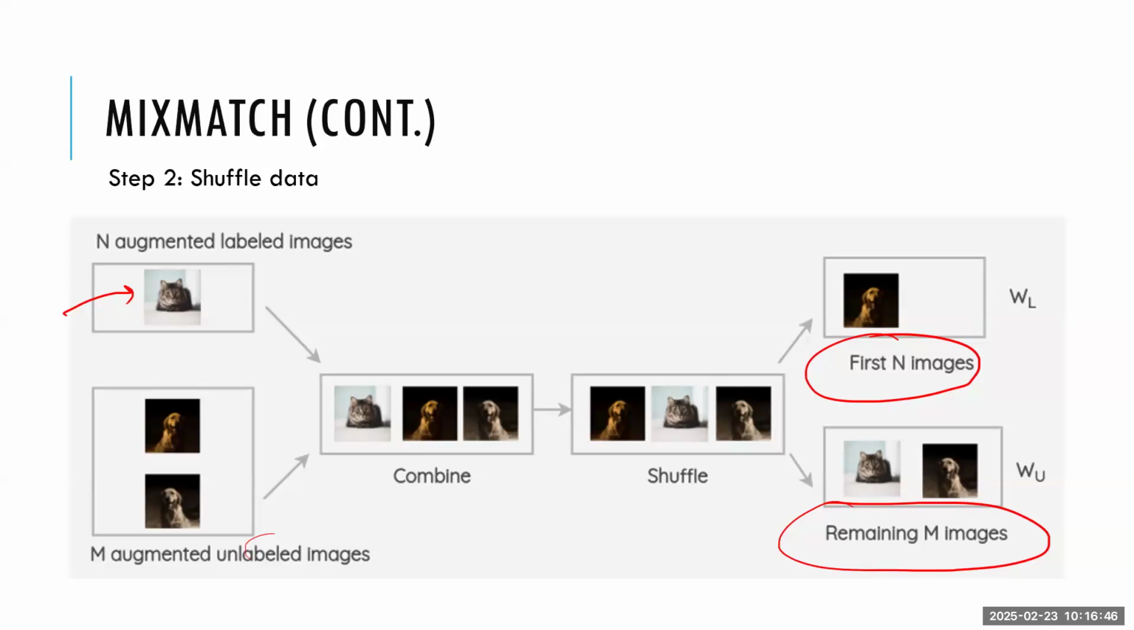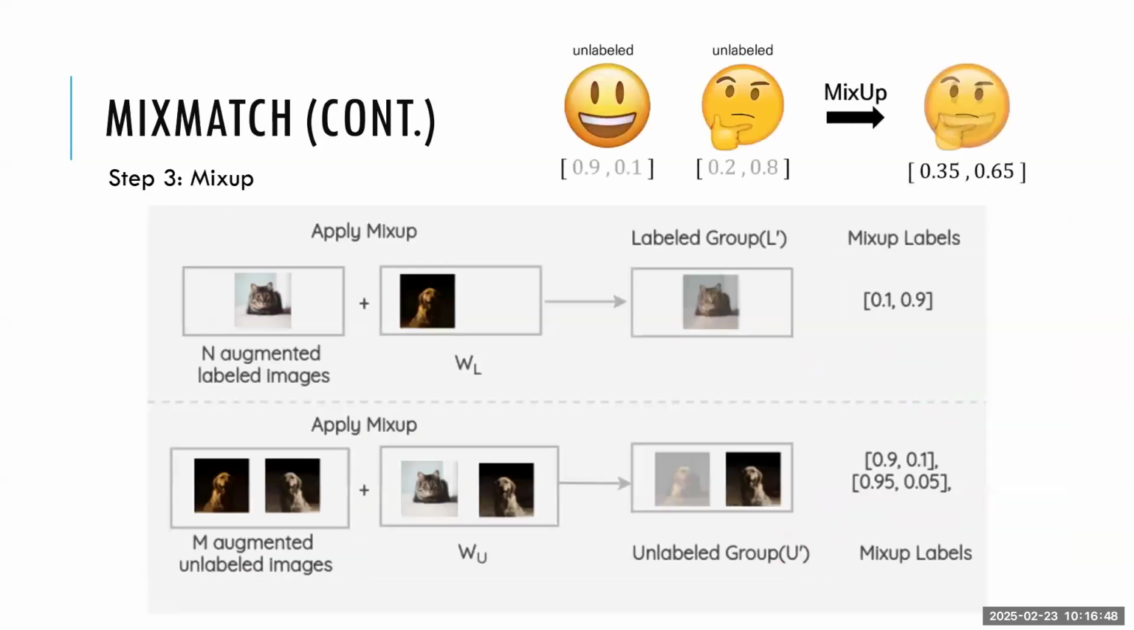So when you mix, the next one is you apply the mix up, right? You apply the mix up to your label, and you will get the label group. You have the label group, and with this label group, you will compute the mix up label.